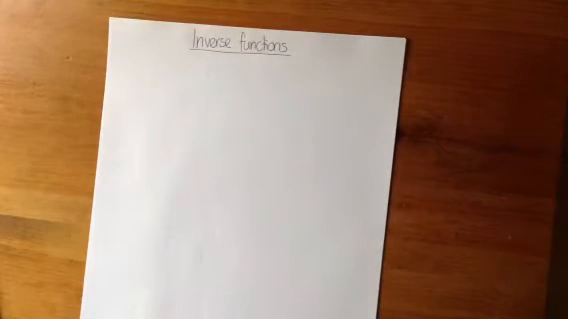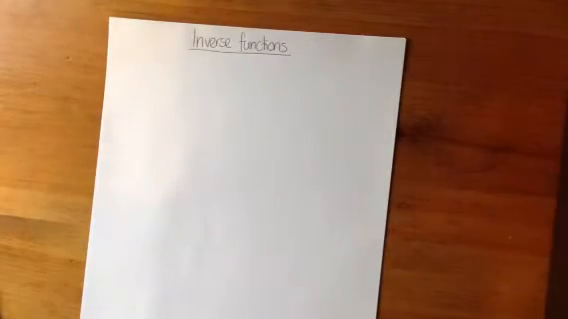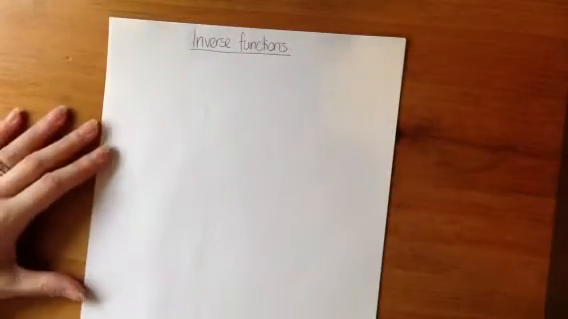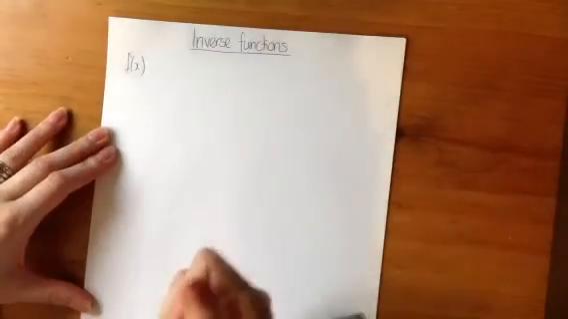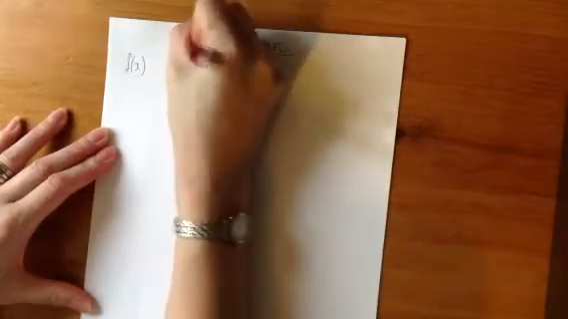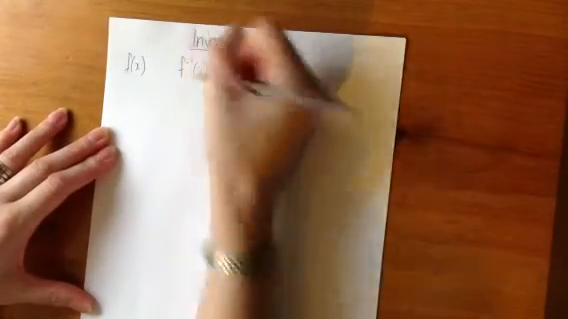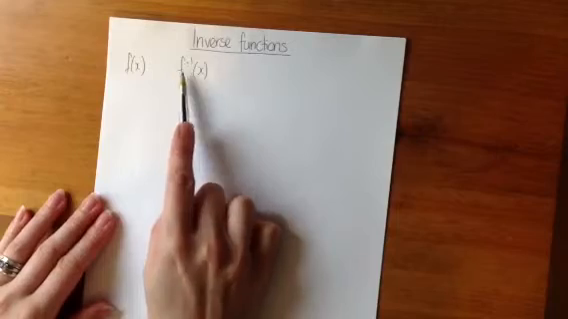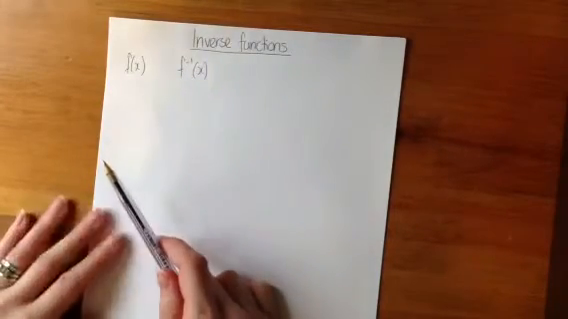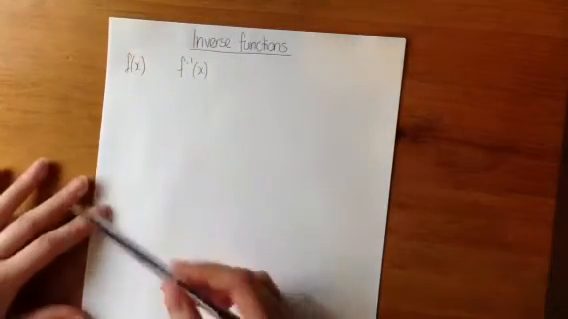An inverse function reverses the effect of the original function. So if you've got some function f, then the inverse of it we would write as f to the minus 1 of x, which is different to indices. It doesn't mean do 1 over x, it just means the inverse function. So keep an eye out for that one and make sure you don't get caught out by it.